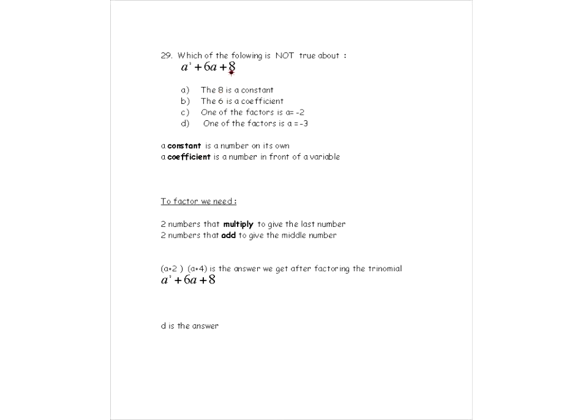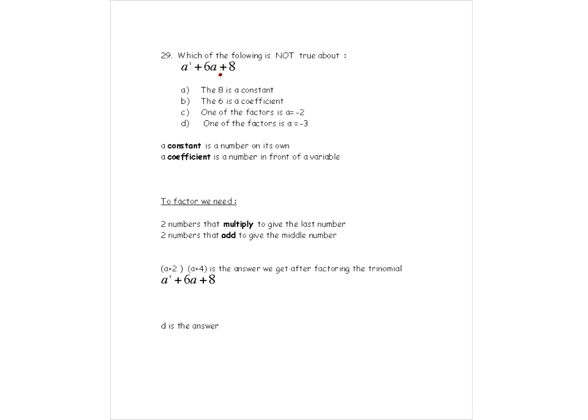Is 8 a constant? Yes, it is. It's just sitting there on its own. Is 6 a coefficient? Yes, it is. It's a number in front of a variable. So A and B are true. So it's got to be C or D. So this one says one of the factors is this, and this one says it's A equals -3. So let's figure out which one it is. So we're going to have to factor this trinomial.